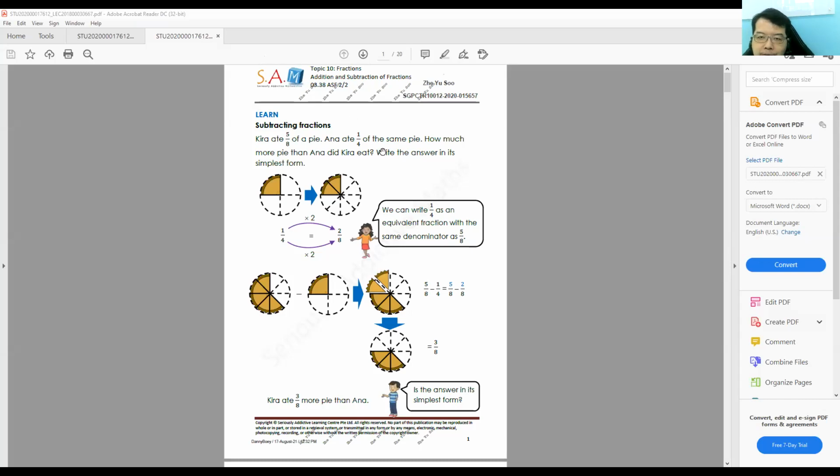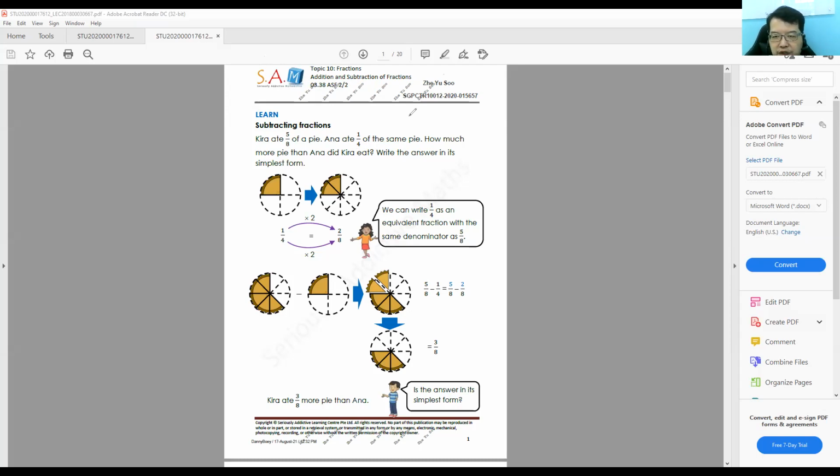Okay, for the final part of today's lesson, we are going to do subtracting fractions. Let's look at the question. Kira ate 5/8 of a pie, and Anna ate 1 out of 4 of the same pie. How much more pie than Anna did Kira eat? Write the answer in its simplest form.